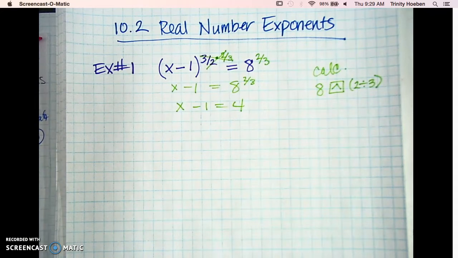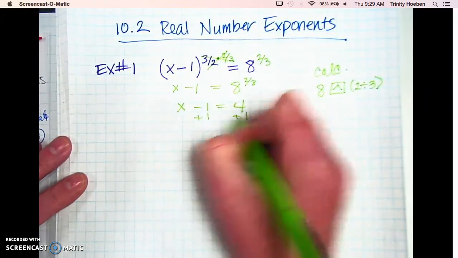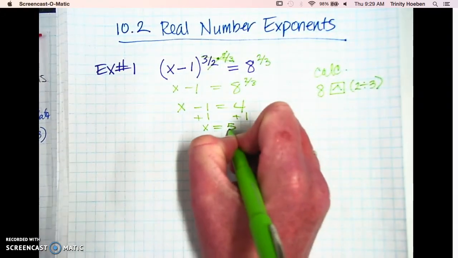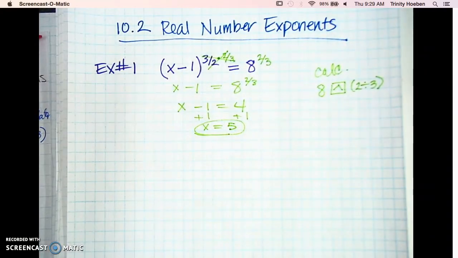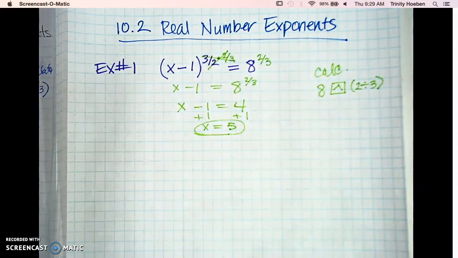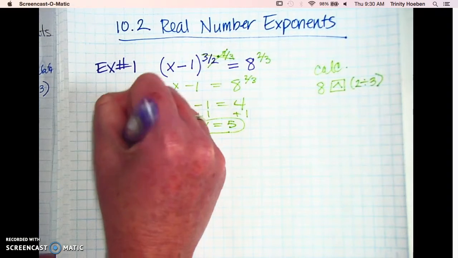Now look at this, this is like a pre-algebra problem, right? All you do is add 1 to both sides, and you get x equals 5. Any questions on example number 1 there? All right. Example number 2.